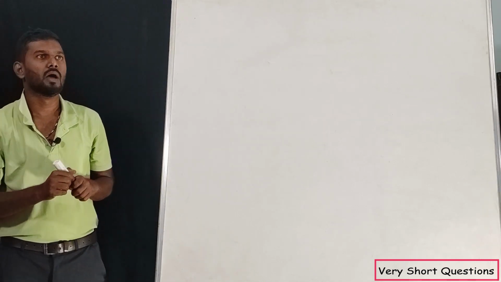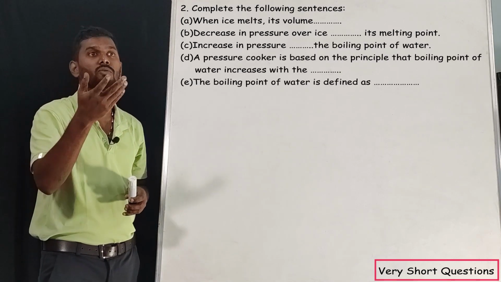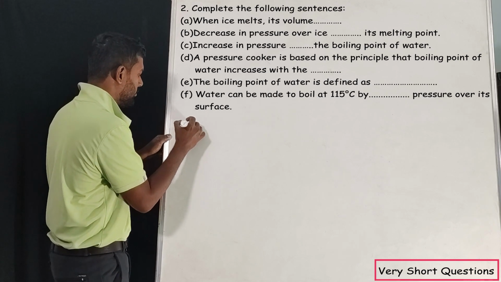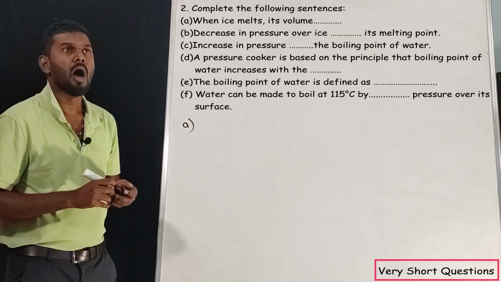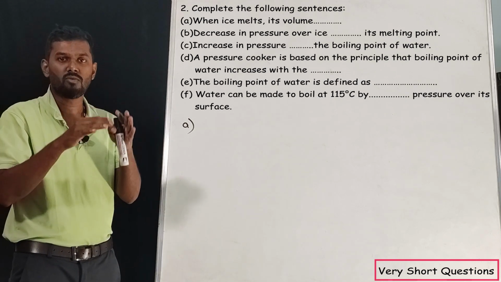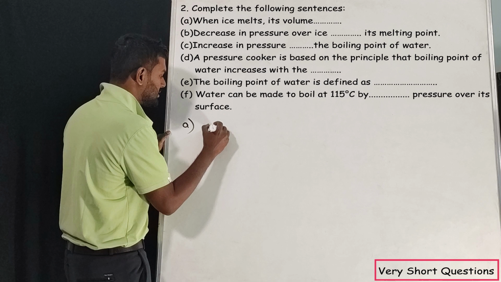Our next question, complete the sentences. See, there are 6 different questions. We'll solve them one by one. First we'll go for A. When ice melts, its volume decreases. When the ice melts, the volume of the ice will decrease.